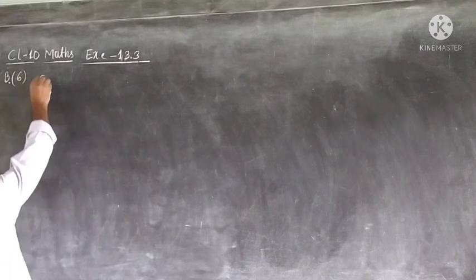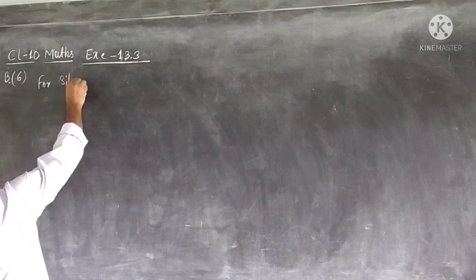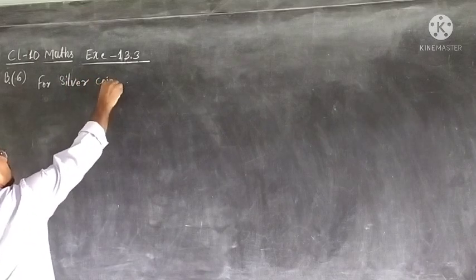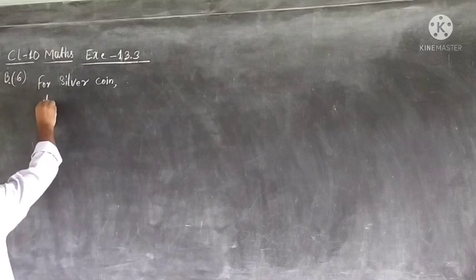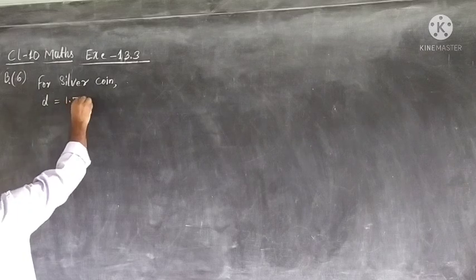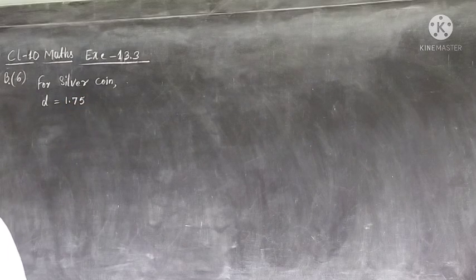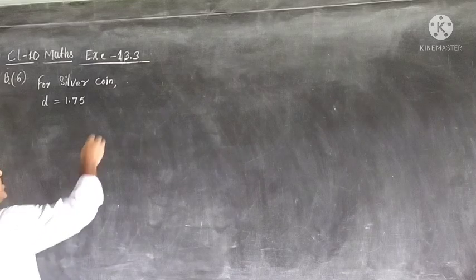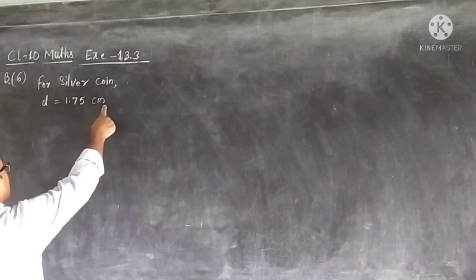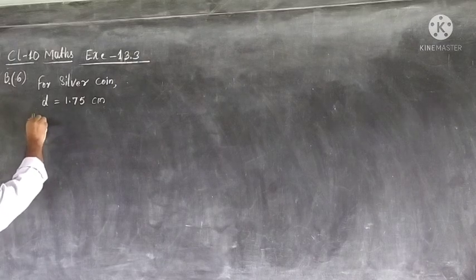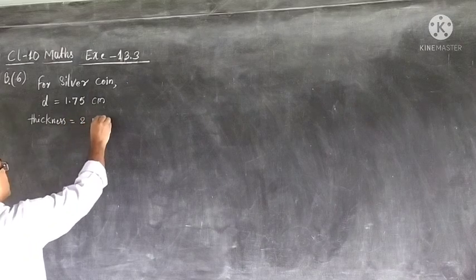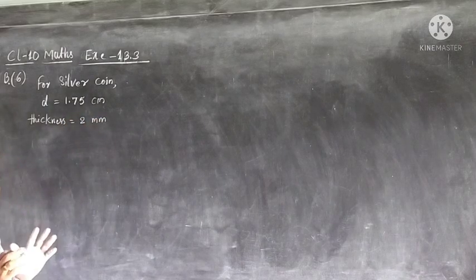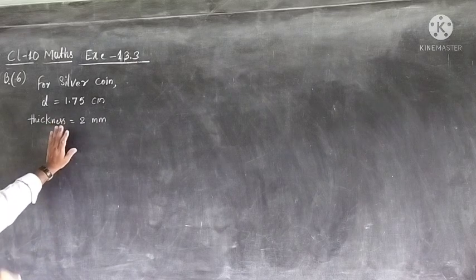So, for the silver coin, what is the dimension? It is diameter 1.75 centimeter and thickness 2 millimeter. One, the diameter, is in centimeter and the thickness is 2 millimeter. Then how many coins of this size will we melt and make a cuboid?